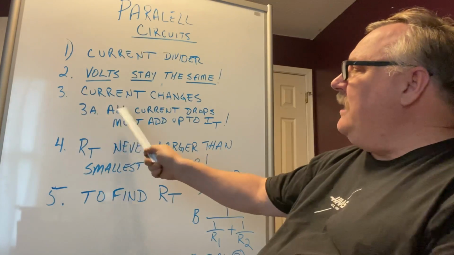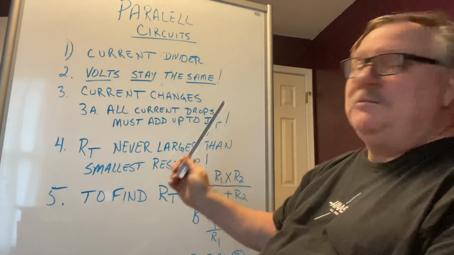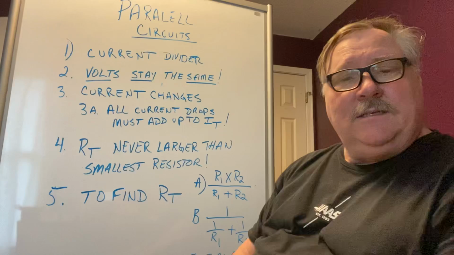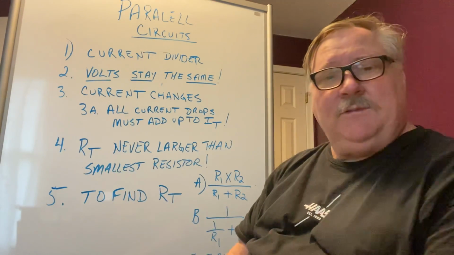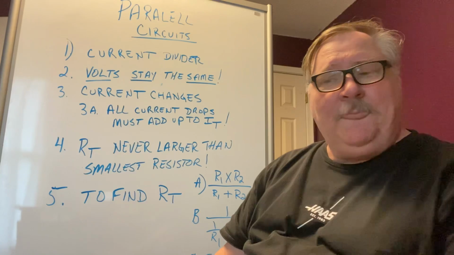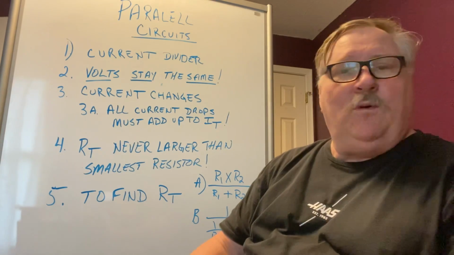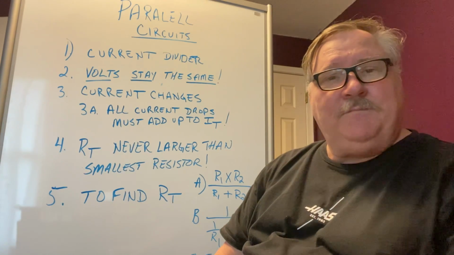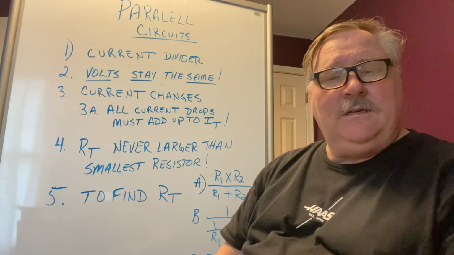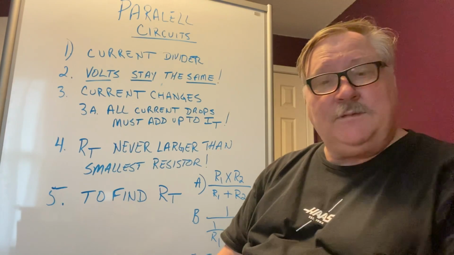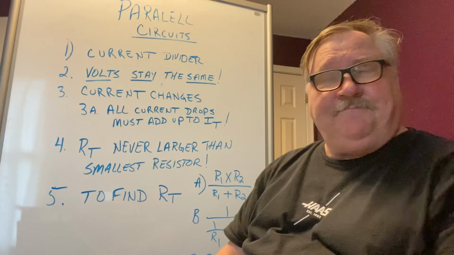And then 3A, all of the current drops must add up to the current total. That's what the IT stands for, okay? So all of your current, we just kind of talked about the examples with that. This room is a 15 amp room. I've only got 15 amps to work with. If I take 20 amps out of it, I'm going to trip a circuit breaker. That's a safety device to protect not you, but the house, so it doesn't burn down.